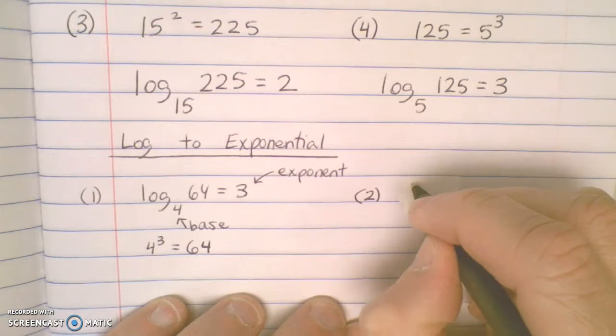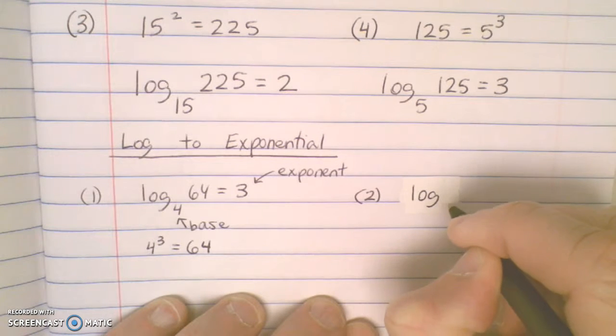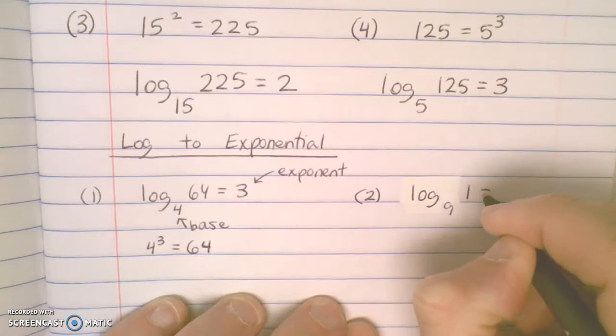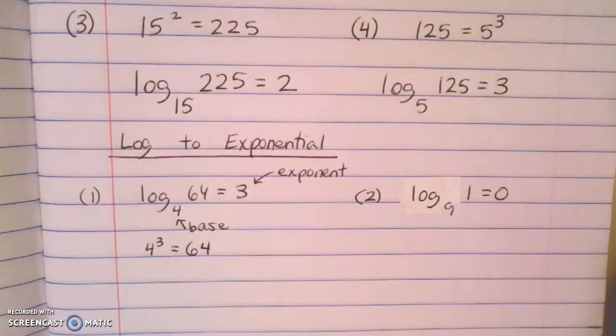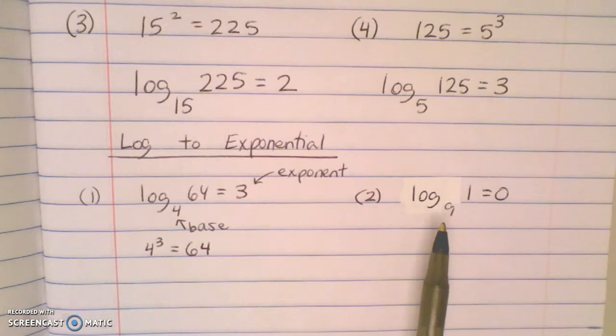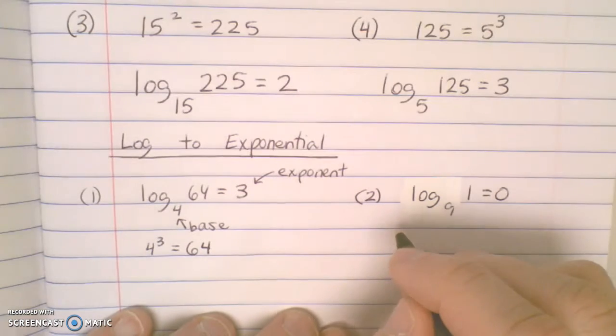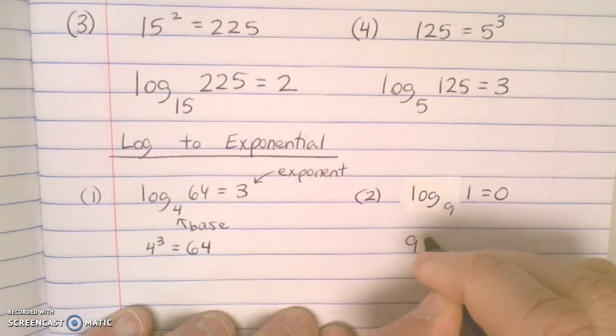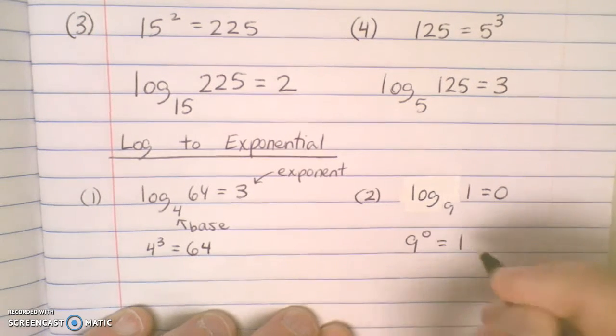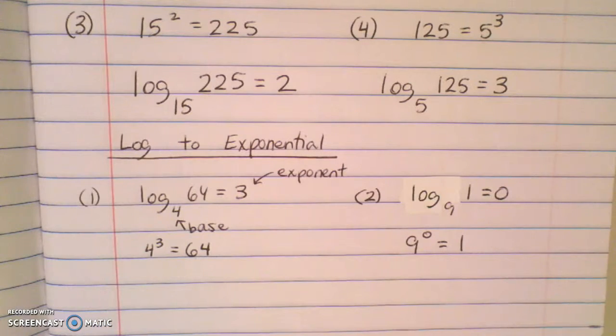Let's try another example. Log base 9 of 1 equals 0. So remember, this number is the base, and this is the exponent. So I have 9 to the 0 equals 1. And again, you can make sure that this is a true statement. 9 to the 0 is actually 1, so we're good.